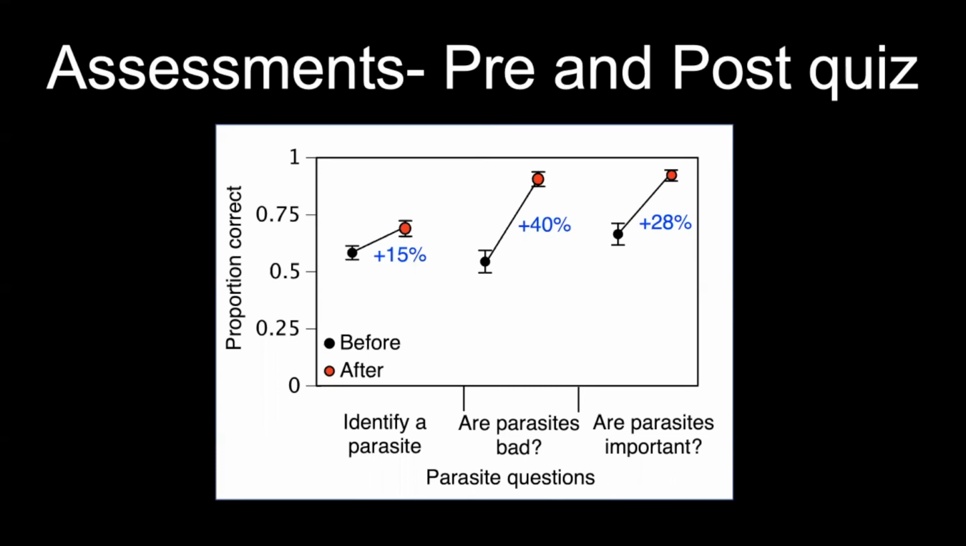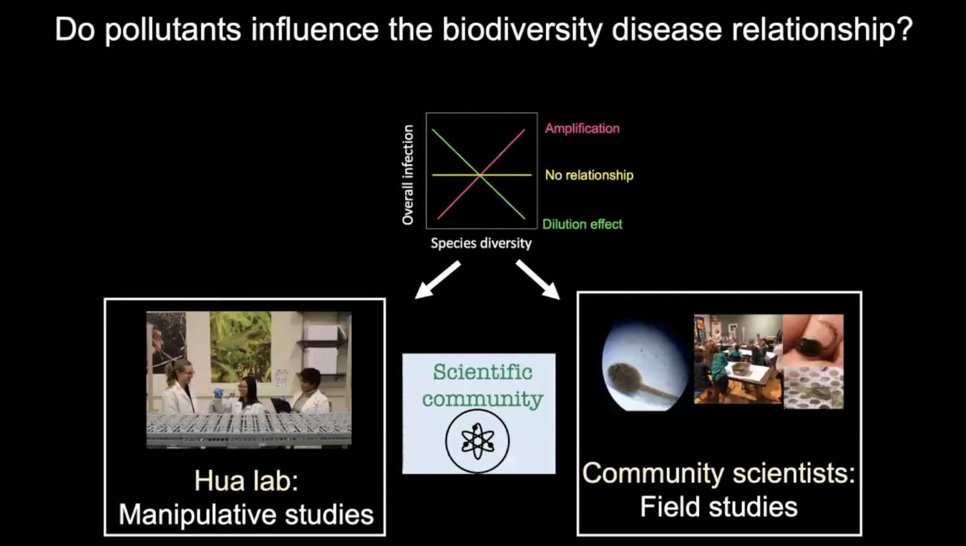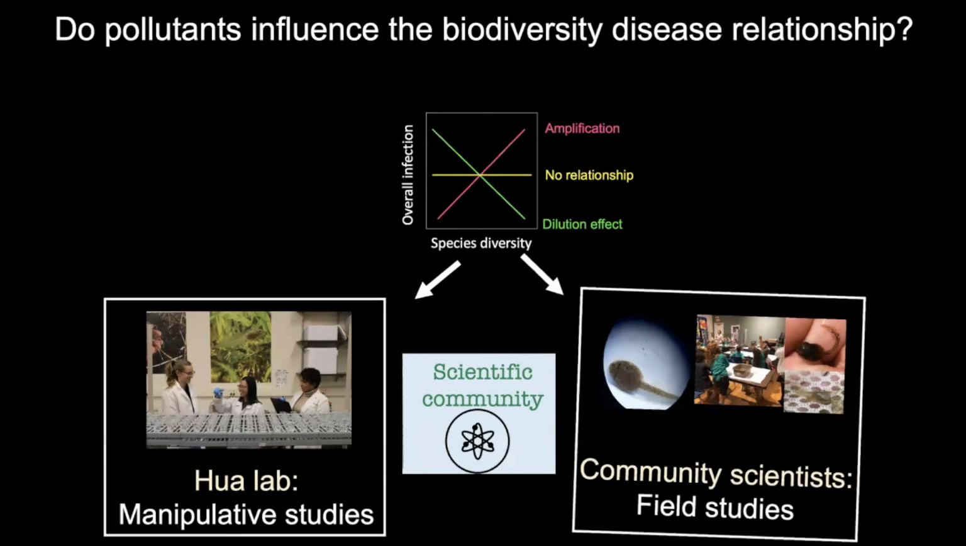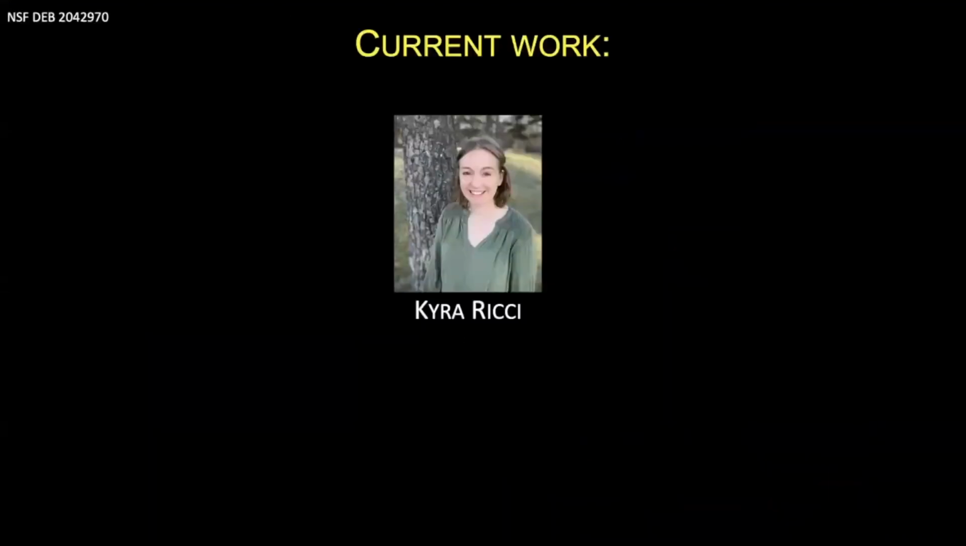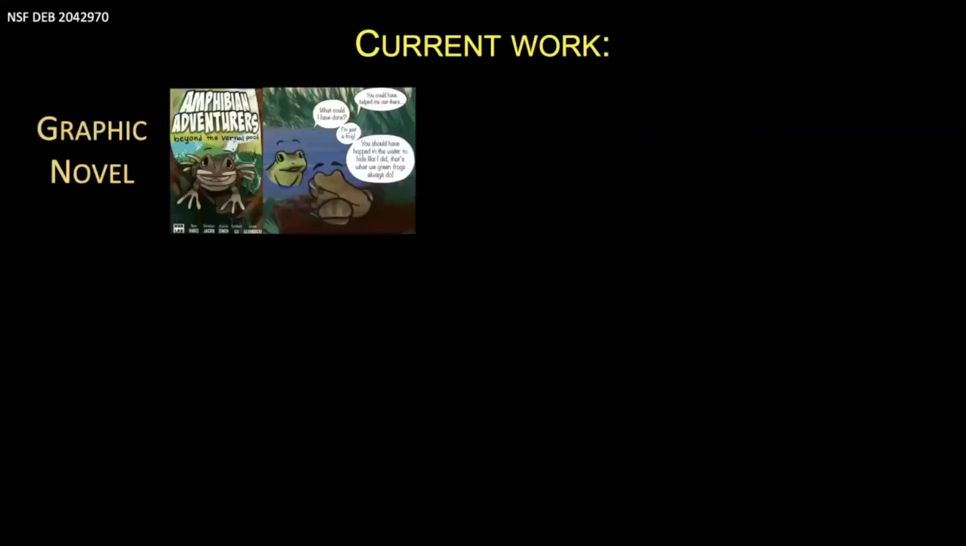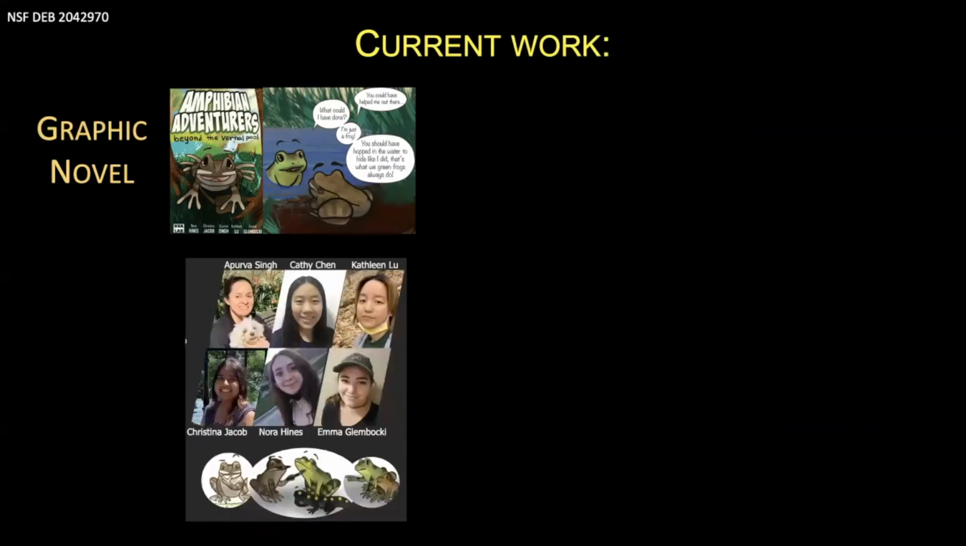And so where we are going now, as I mentioned before, we would like to use art as a tool to train community scientists on how to collect data on whether pollutants influence the biodiversity-disease relationship. And so our previous work suggests that art in the form of a children's book was an effective way of communicating science. And so what we hope to do now is to follow up on that work. We have generated a graphic novel called Amphibian Adventures that will teach children about the biodiversity of amphibians in the wetlands. This was generated by artists in my lab.